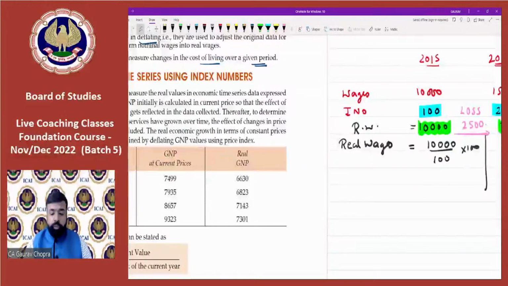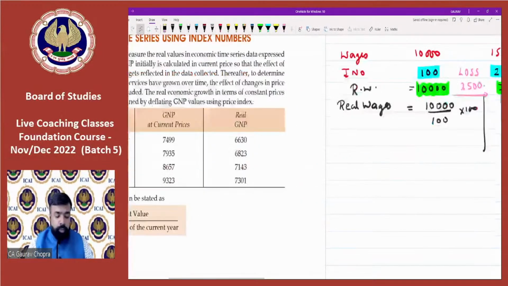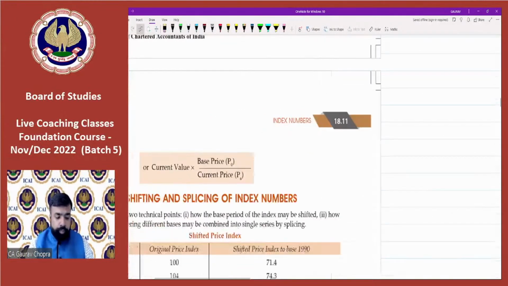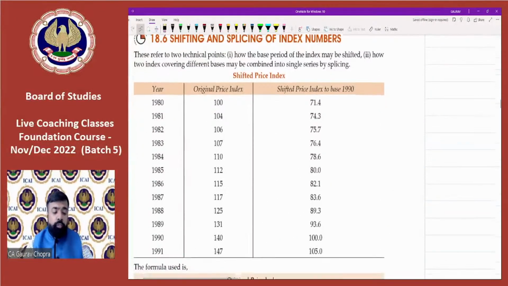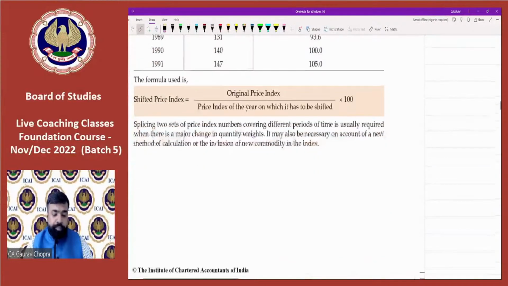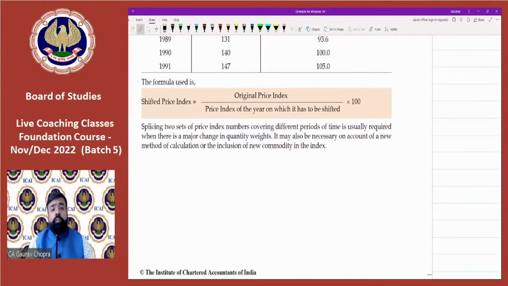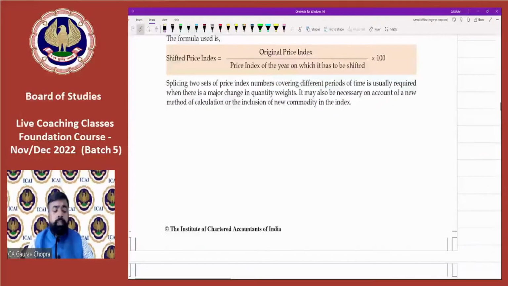Okay, so we have done this deflating. Now, shifting and splicing of index number. Now, there is one formula for shifting. And what is the meaning of this shifting? So let's say we take one example.